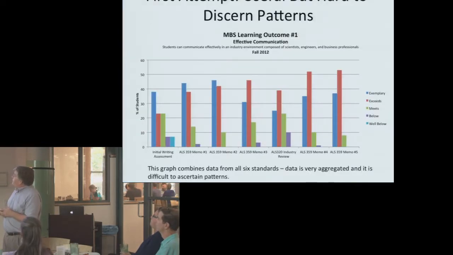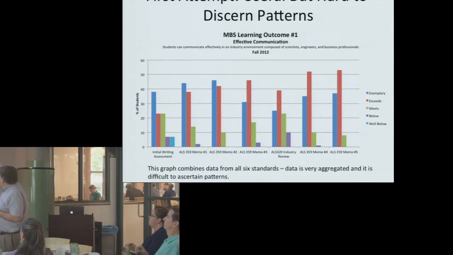So this is our very first attempt to use iRubric data. What you have here at the bottom are a bunch of writing assignments, laid out sequentially as they happened. And then you have different criteria that they've met: exemplary, exceeds, meets, below, and well below. And you just see the distribution in every one of these things. If you look at it really carefully, you can see some differences, but this wasn't the most spectacular output we've ever come out with, because it's just really hard to see what's going on.